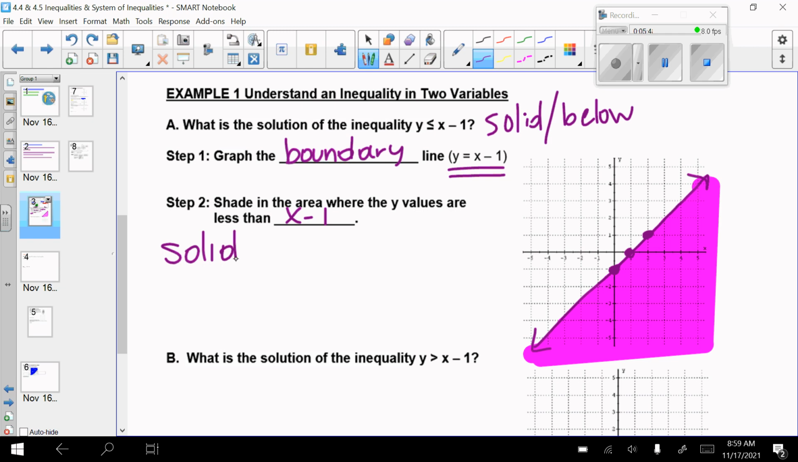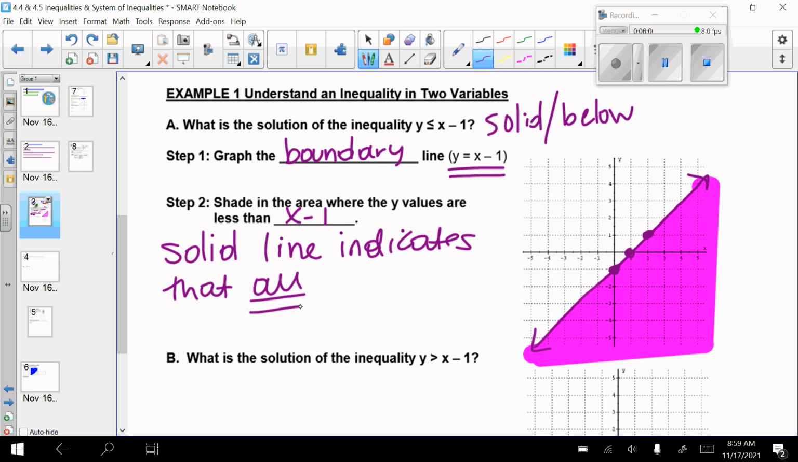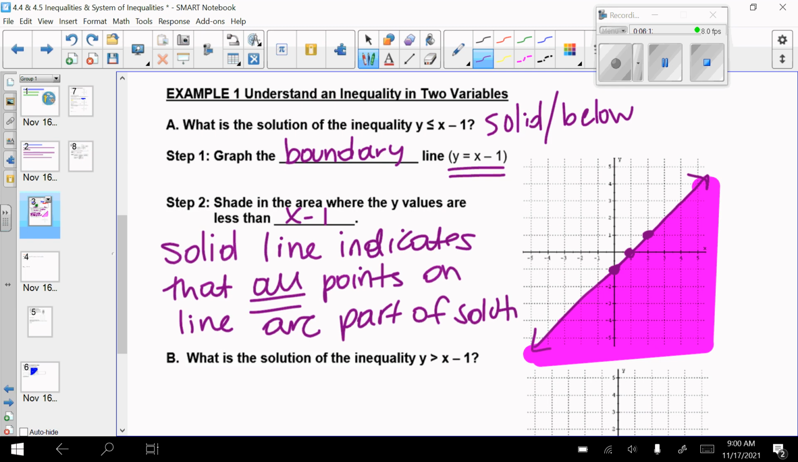So this solid line, what we just talked about, indicates that all the points on the line are part of my solution because it's solid. If it were dashed, the points on the line would not be part of my solution.